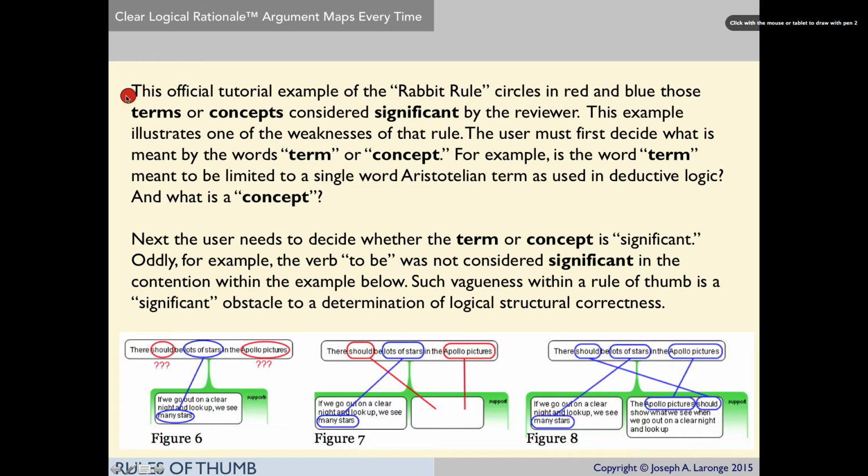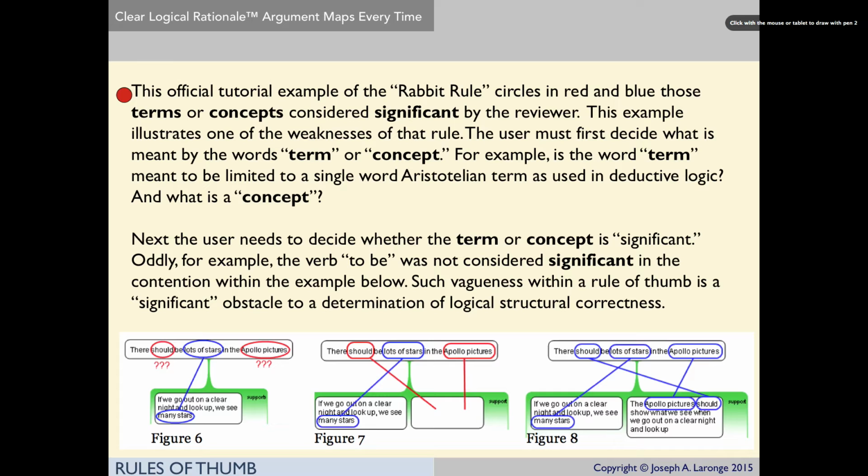So this official tutorial example of the rabbit rule circles in red and blue those terms or concepts considered significant by the reviewer. But this example illustrates one of the weaknesses of that rule, because the user must first decide what's meant by the word term or concept. For example, is the word term meant to be limited to a single word? Aristotelian term is used in deductive logic. And what is a concept? It's not really made clear. It's not made clear at all.